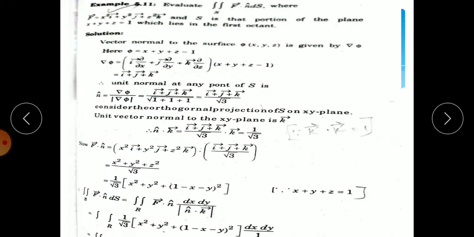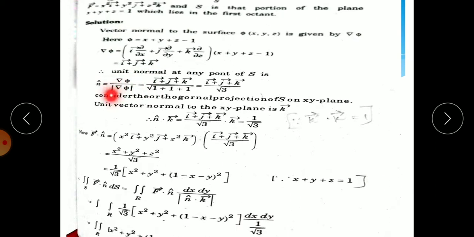Evaluate the double integral over S of f vector dot n cap dS. So f vector they have given, and S is the portion of the plane x plus y plus z equal to 1 which lies in the first octant. We know that n cap is del phi by modulus of del phi. So first we have to find del phi.